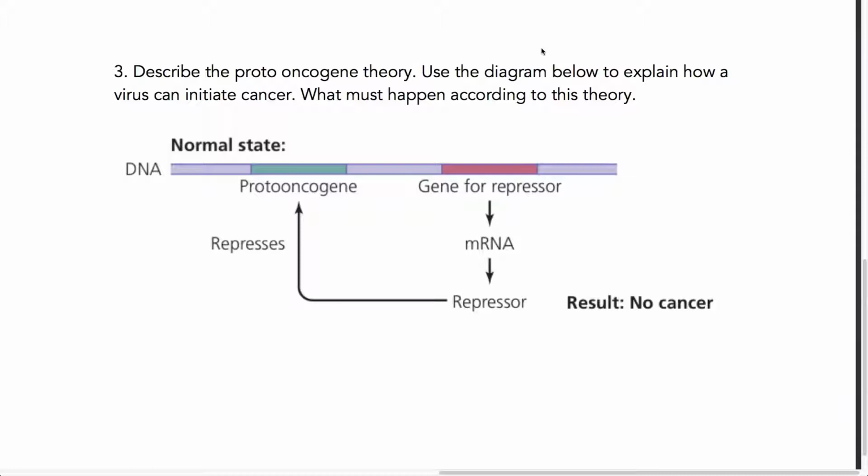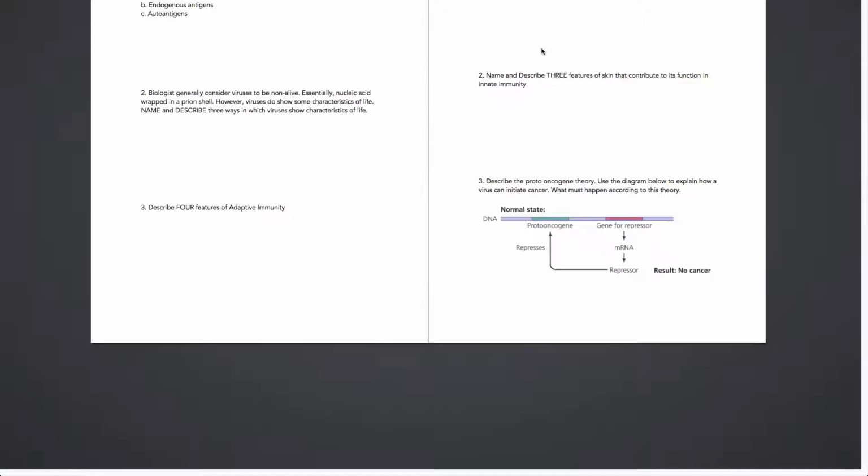Now, this is an oversimplified thing. There's more than one proto-oncogene per cell, so this shows like one-to-one. It's a lot more complex than what's being shown here. But take-home point, viruses can integrate into our genome, right? Viruses can enter our genome. They can turn things on, turn things off, and induce cancer. At least that's the theorem to it.